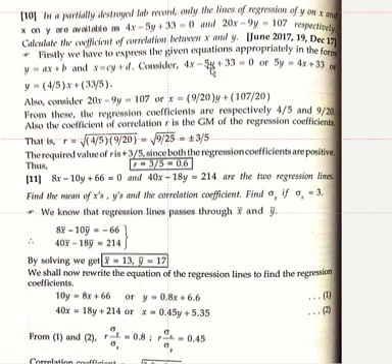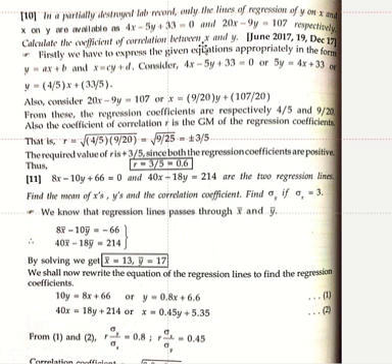Therefore, minus 5y, shifting this term to the right side, it will become plus 5 into y, that is equal to 4x plus 33. And divide by 5 on both sides. Therefore, 5 by 5 is y, that is equal to 4 by 5 into x plus 33 divided by 5. This is in the form of y is equal to ax plus b. And consider the second equation.